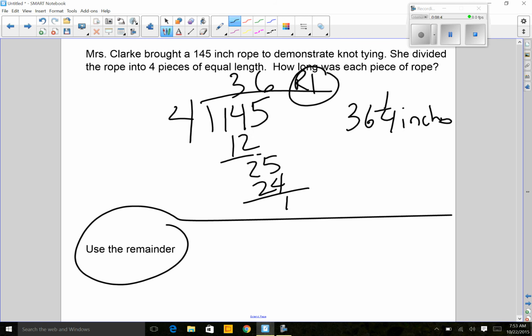And then in this one, the remainder is part of the answer. We're going to use the remainder because we're taking a rope and dividing it into equal parts. There isn't a little bit of rope left over. That extra part is actually part of the 4 pieces. Each piece is going to be 36 and 1/4 inches long. So that is how you use a remainder.